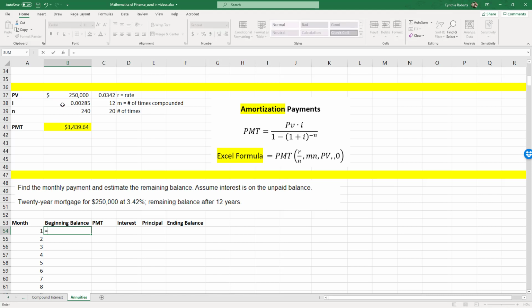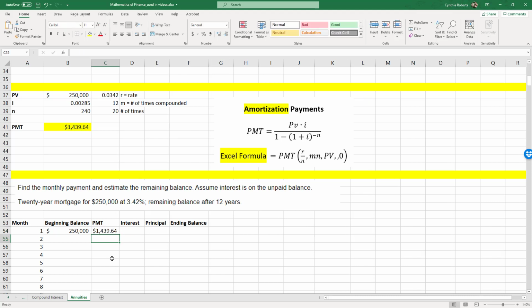So the first thing I would say, well, just give me that beginning balance. And as you have seen in my videos, I don't type a number in here, because that way if this number changes, then my whole schedule will change. I found my payment, and I want to be able to copy this straight down, and I do not want it to change. That is what's called an absolute reference. When you put the $B, that says always pick that column, and then always pick that row, 41, that cell, when I copy this straight down.